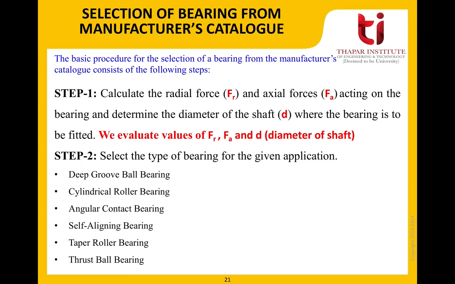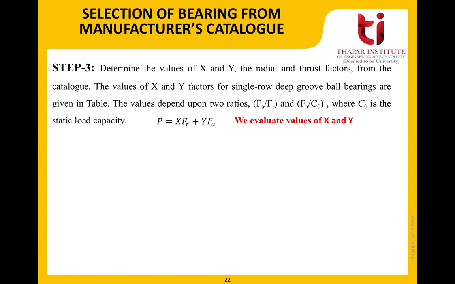In step 2, we have to select the type of the bearing for the given application. In most of the numerical questions, you will already be provided the type of the bearing. There are a few types of bearings that you must know about. So there are deep groove ball bearings, cylindrical roller bearings, angular contact bearings, self-aligning bearings, taper roller bearings, thrust ball bearing. So moving to step 3. In step 3, we determine the values of X and Y, the radial and thrust factors from the catalog.